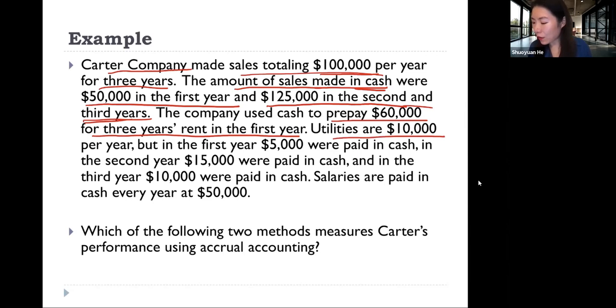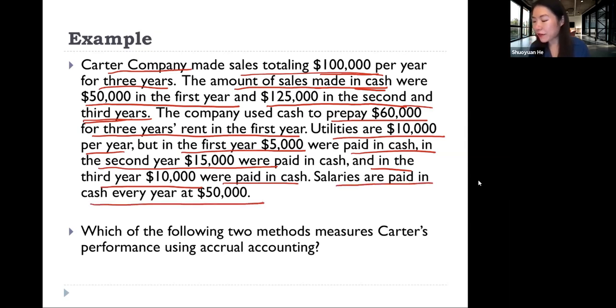Utilities are 10,000 per year, but in the first year, 5,000 was paid in cash. In the second year, 15,000 was paid in cash. And in the third year, 10,000 was paid in cash. So even though utilities are 10,000 per year, those utilities are paid at different times. In the first year, only half was paid, and the other half was postponed to be paid in the second year. Salaries are paid in cash every year at 50,000.